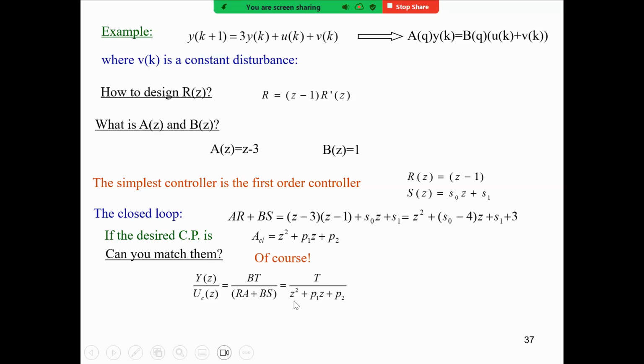Then we design R and S such that the closed-loop polynomial is this, because B is 1, right? There is no B. RA plus BS is this second order polynomial. Then how about T? Because in this example, I didn't give you any requirement on the reference model. So if I have the reference model, of course, you can just make T match the zeros.